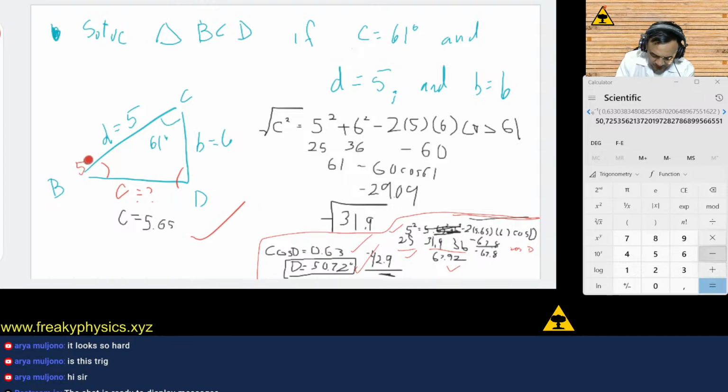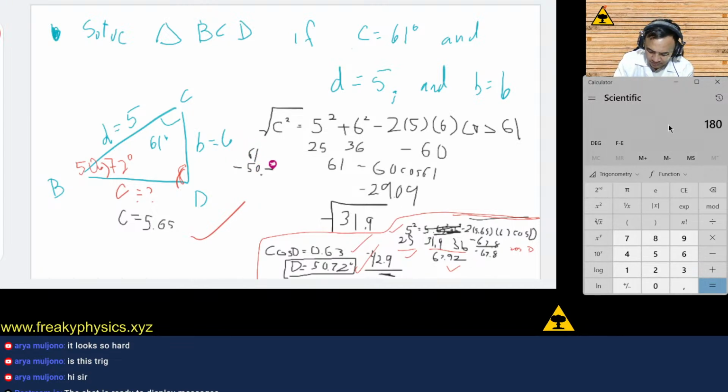So let's label that here. This is 50.72 degrees. So what's this final angle D? Okay, so you have to add these, not subtract. Subtracting comes later. You just said you add, but you wrote subtract. And boom, this is 111.72, and you minus that from 180.